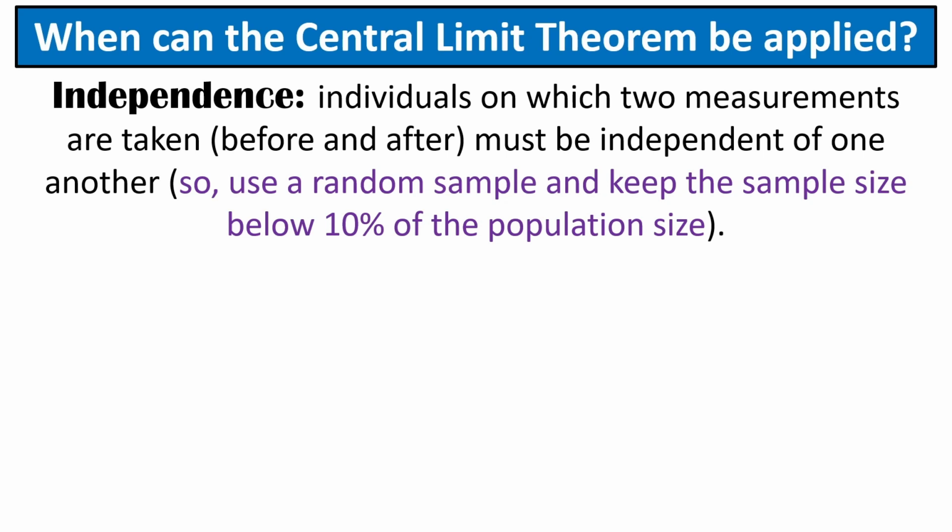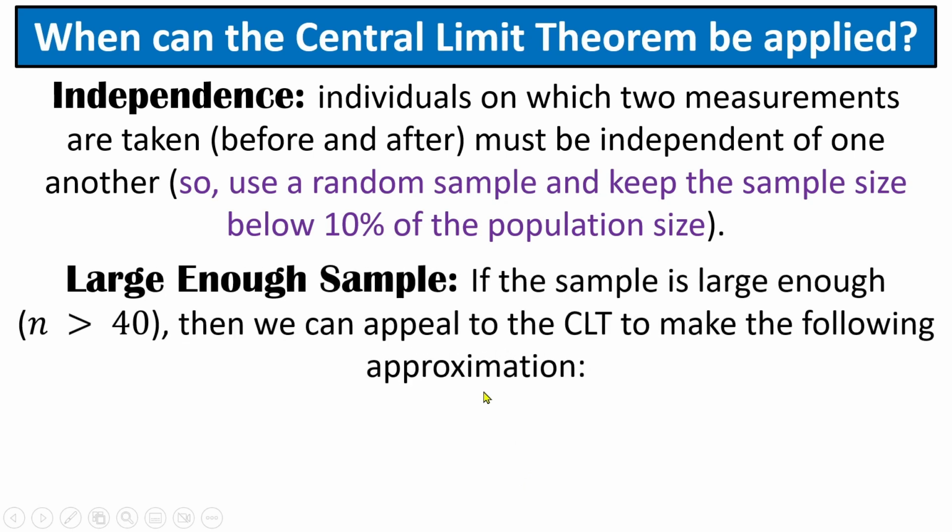How do we ensure that's the case? We take a random sample of chess players. These are club chess players, let's say from across Canada. And we make sure the sample size is less than 10% of the population size. In this case, the population of all club chess players. Independence then, no problem. We have that in this scenario.